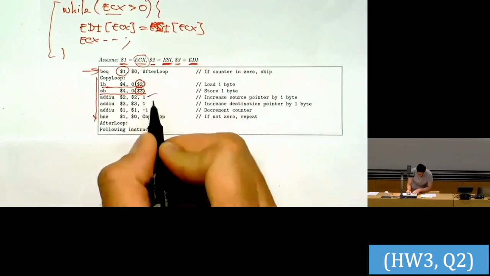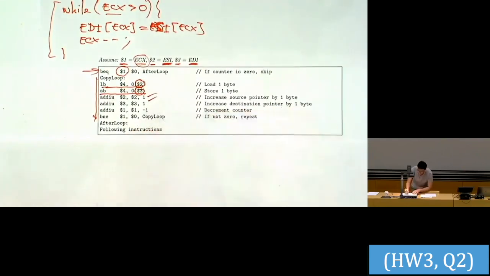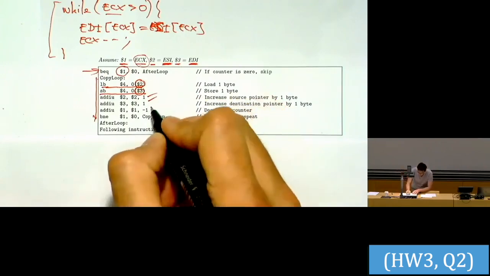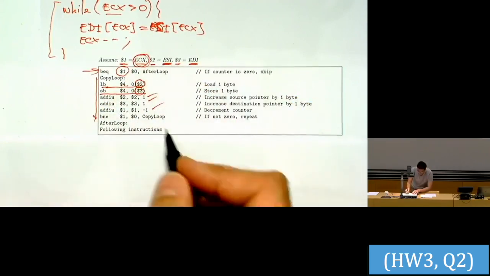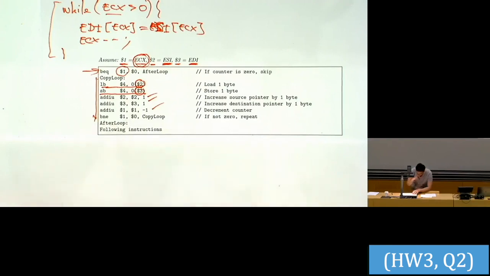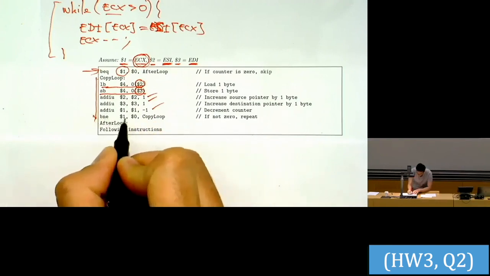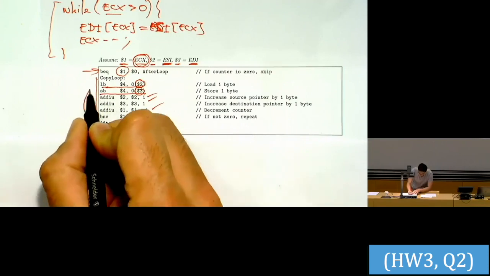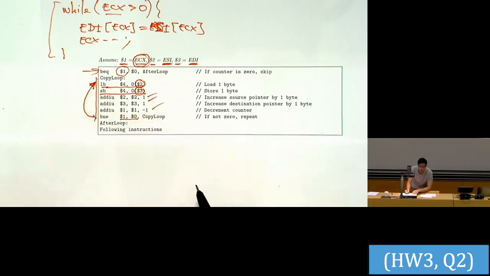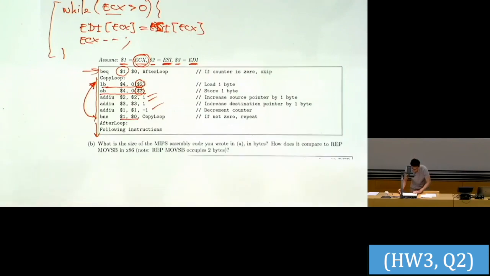Right after that, we increment register two and register three to point to the next byte, and we decrement register one that contains ECX, so it contains our counter. And after that, we check the value of register one, if it's still greater than zero. If it is, we branch to the beginning of the loop body. If it's not, then we go to the rest of the code, to the following instructions. So it's very similar to what we did before, and I think it's quite easy to understand. I don't know if you have any questions. So let's continue and go to part B.